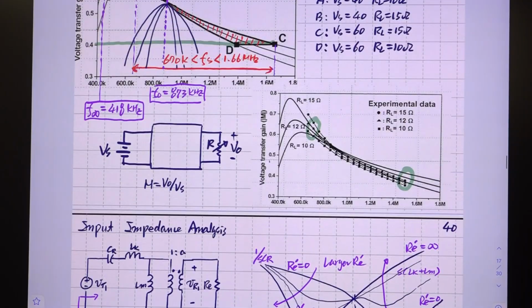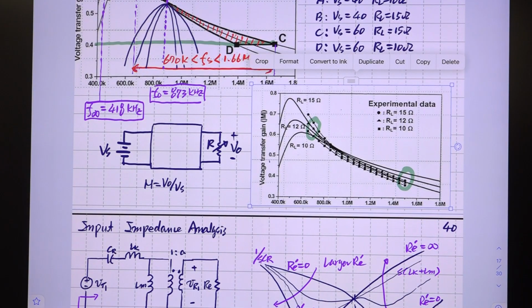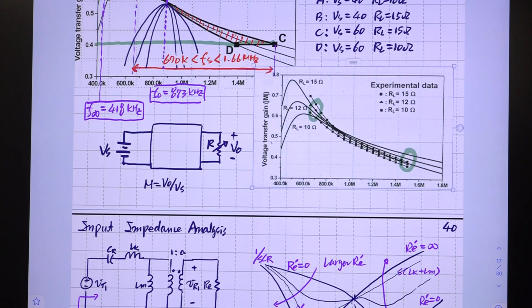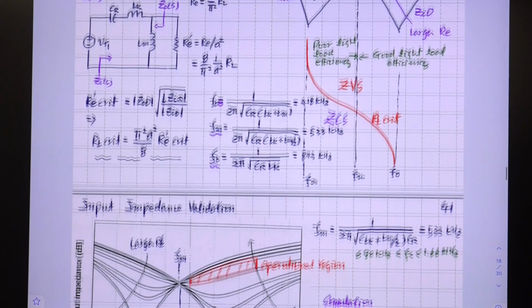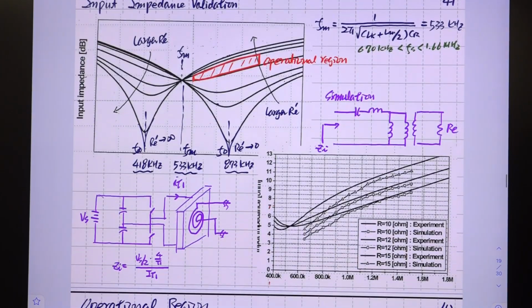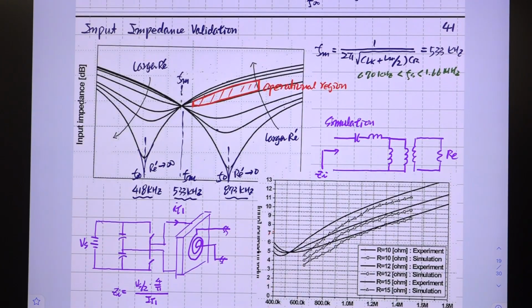Okay, I use the DC source and the DC output. This is the converter, including everything. So I use the DC in, DC out to confirm the validity of this curve. And here, I used this AC voltage.